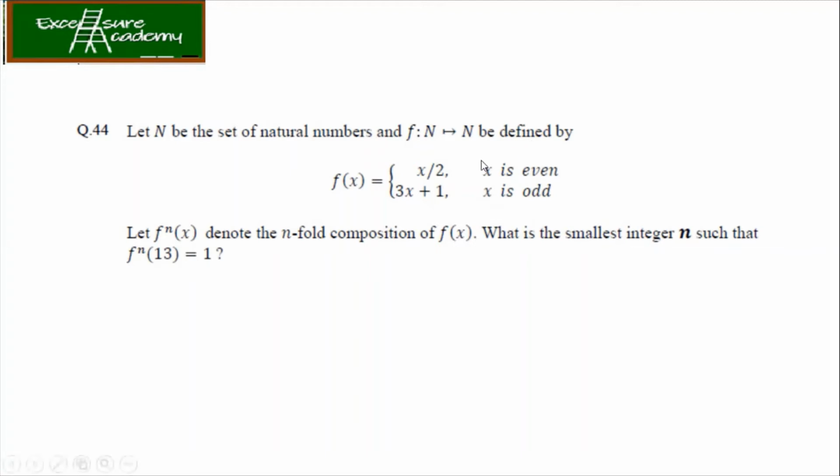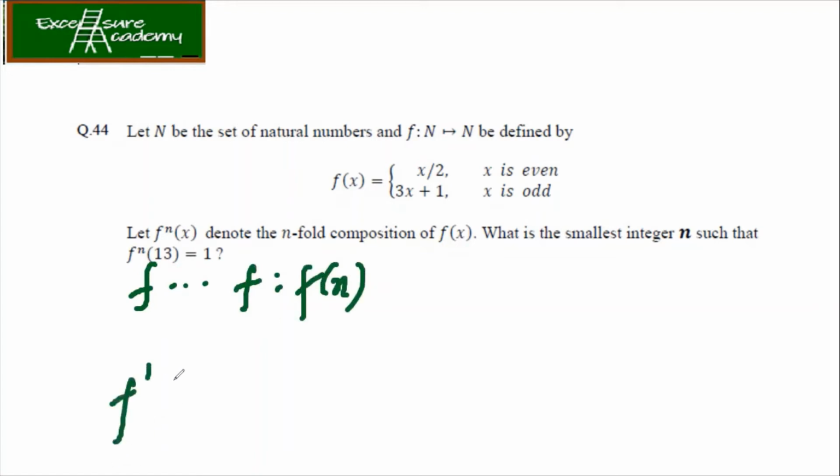Now, let N be the set of natural numbers. F is a function from N to N defined by this: x by 2 when x is even, 3x plus 1 when x is odd. Let f^n denote the n-fold composition of f. What is the smallest integer n such that f^n of the number is equal to 1? Okay. So now we need to do certain calculations over here. So let's begin. So f is a function of x, so this can be defined like that.